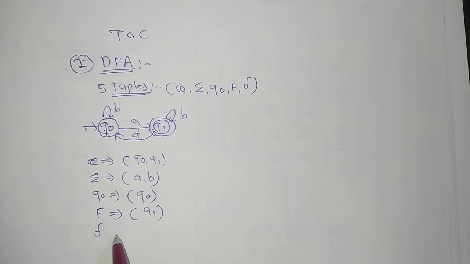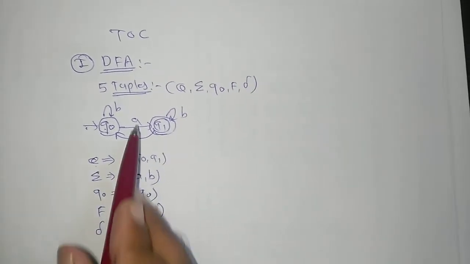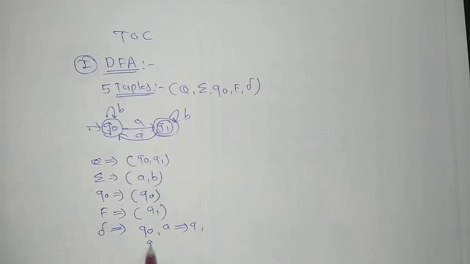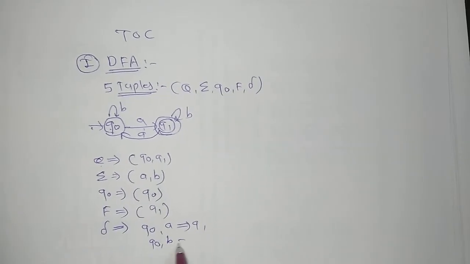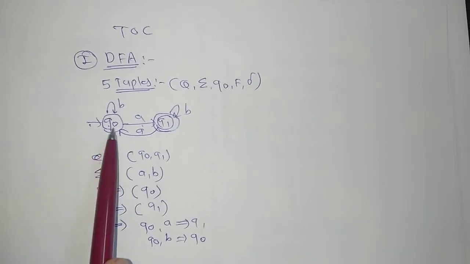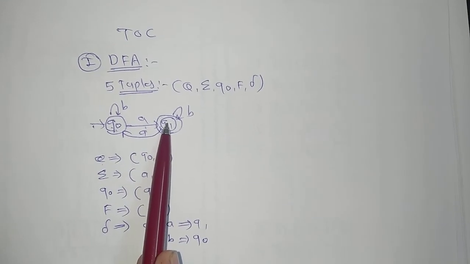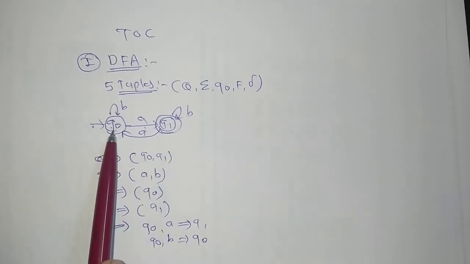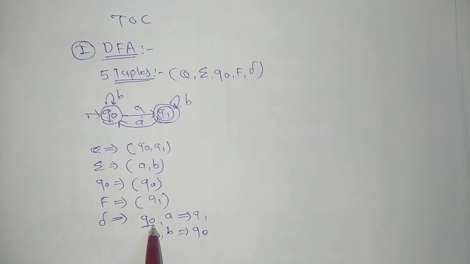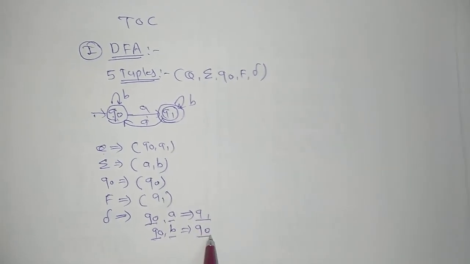Then the state transition function, the delta. So Q0, after taking A as the input, goes to Q1. Q0, after taking B as the input, will go to Q0. We can say that a state will take one kind of input and go to a state, and after taking a different input, it will go to a different state. That means the same state will have different types of input and go to different states.